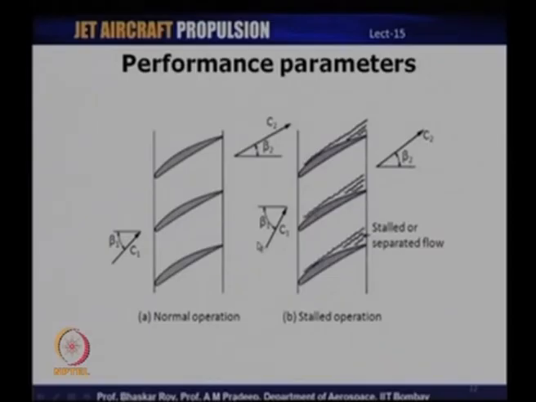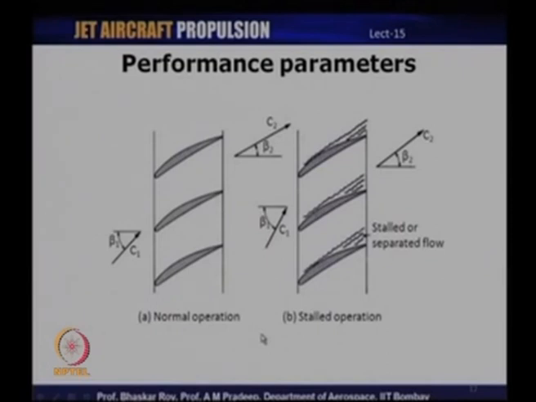Whereas, if you keep increasing the incidence, and the flow approaches at a very high angle, much higher than the blade inlet angle itself, there is a possibility that the flow will separate from the suction surface of the blade. So, there is separated flow, as you can see here, on all the blades, and this can lead to stalling of the blade, which means that the blade will no longer perform the way it should. The total pressure loss coefficient in this case would be substantially higher than under normal operation.